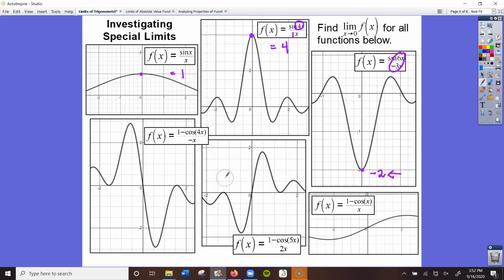Now this is another special limit, and it involves cosine. Let's go ahead and get the limit as x is approaching 0 for all of these. If I look straight across, I can see that the limit as x is approaching 0 for all of them is 0. Now if you look at all of these equations, we have some form of 1 minus cosine of something over x. The same thing here, 1 minus cosine 5x over 2x, 1 minus cosine x over x. No matter what, as long as you have 1 minus cosine over the variable, your limit will always be 0.